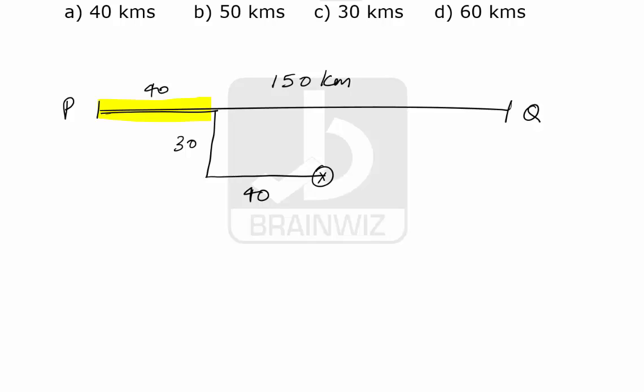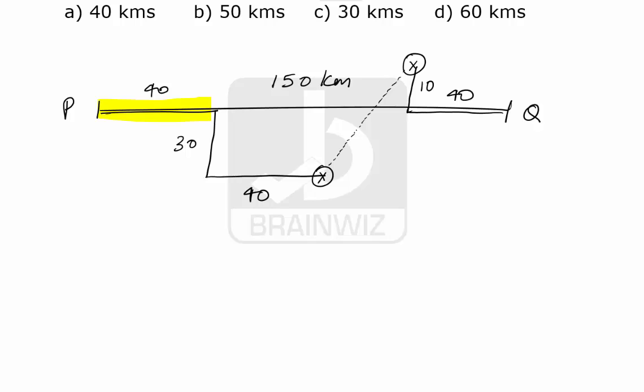Whereas car Q has traveled 40 kilometers. Again, it has taken a right turn and traveled 10 kilometers and stopped here. So we have to find out the distance between these two cars finally.